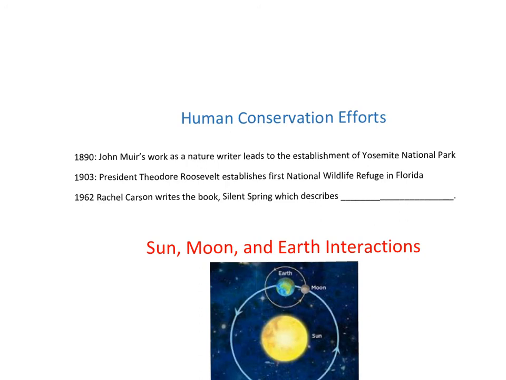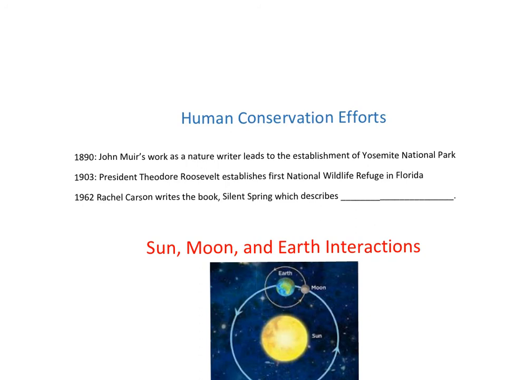In 1890, John Muir's work as a nature writer actually leads to the establishment of Yosemite National Park. Right? And our national parks are beautiful things to behold. If you ever get a chance to travel across the country to visit these parks, efforts from people like John Muir are the result of those being protected lands. Even though they are rife with resources that we could use, they have been established as protected, and therefore nothing can be done to them other than letting them be what they are as a natural resource.